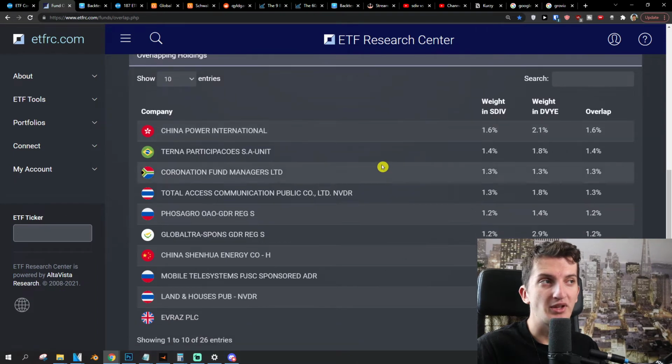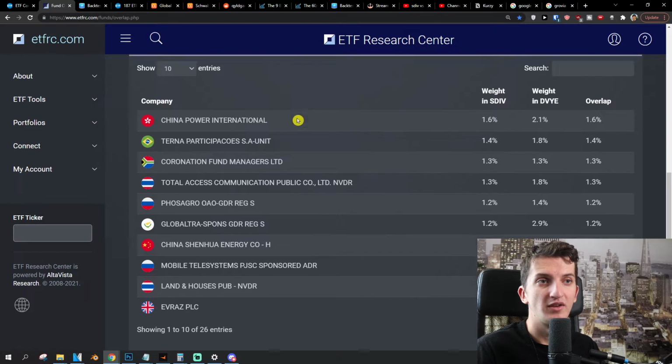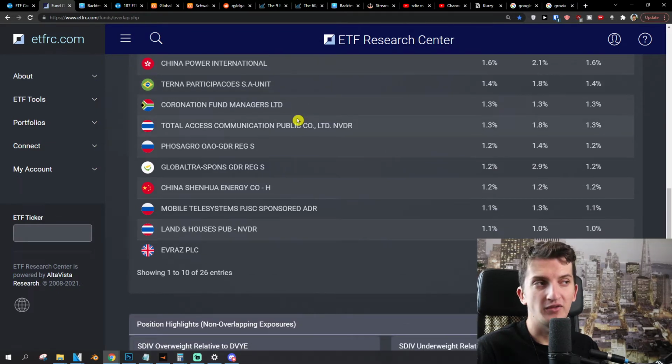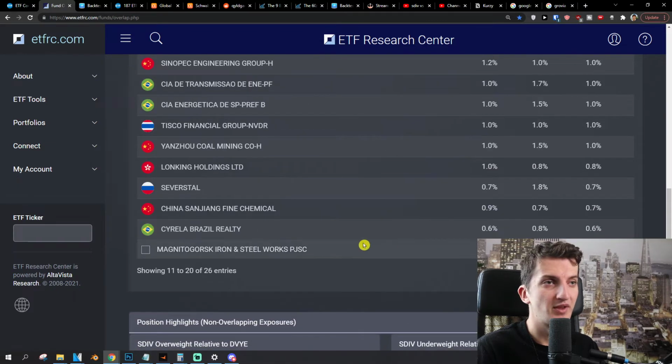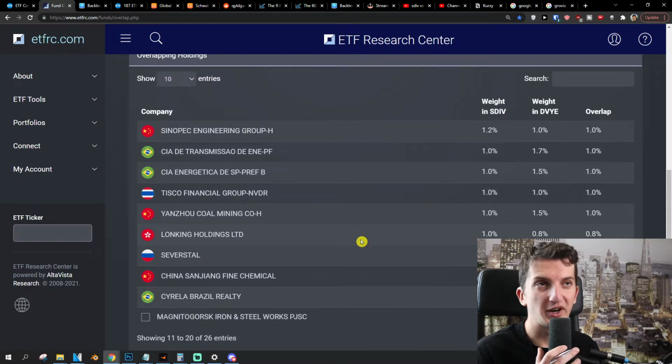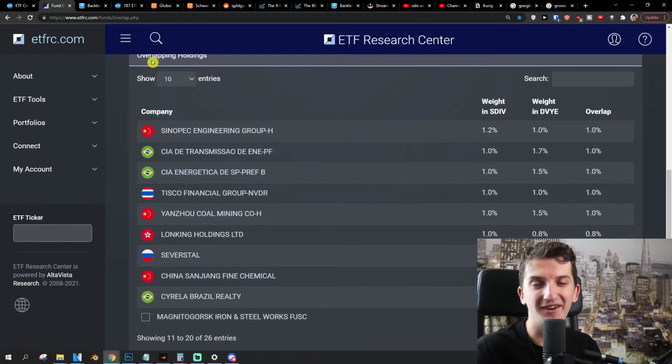And you see the companies right here which are overlapping: China Power, International Terna, and I don't even know any of these companies, I'll be damn honest, because I'm primarily focusing on the US market. But yeah, this is what we can actually find here.